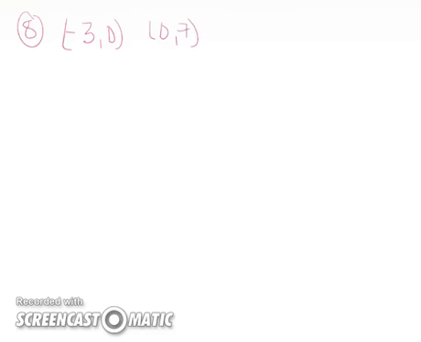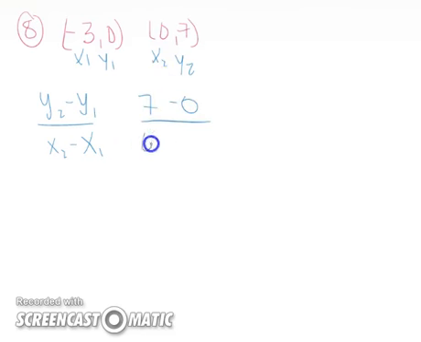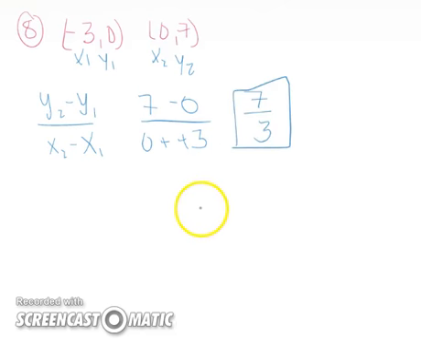So how can I find slope using 2 points? Pretty easy. Label my points and plug it into my formula. y2 is 7 minus 0. x2 is 0 minus a negative 3. This is going to become 7 over, 2 negatives make a positive, 3. There's my slope, that fast. Right? Nice. Okay. Moving on.